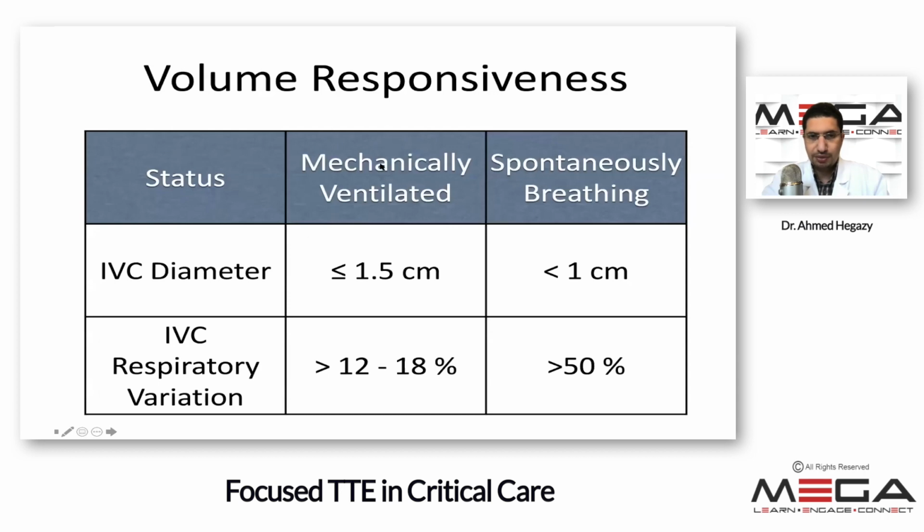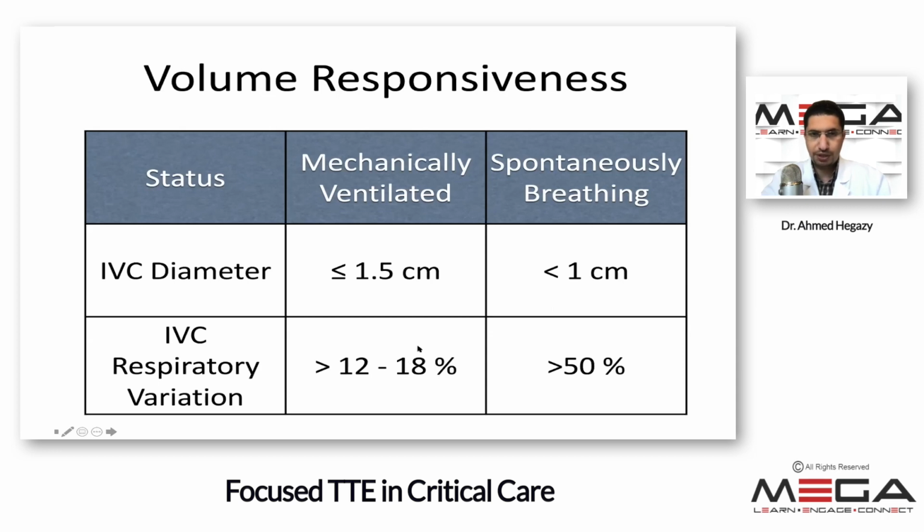Now these numbers here tell you what constitutes a small IVC. So if somebody is mechanically ventilated, is passive on the ventilator, then their IVC diameter, if it's less than or equal to 1.5 centimeters, then that indicates a small IVC. Remember, this gentleman had an IVC diameter of 0.6 centimeters, so that was quite small. And if somebody's spontaneously breathing, on the other hand, then a small IVC would be less than 1 centimeter in diameter.